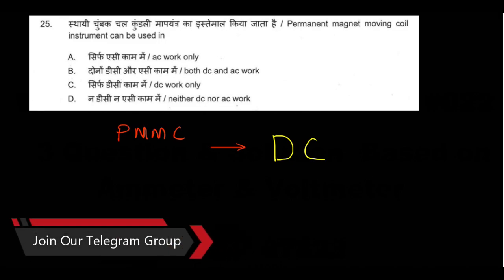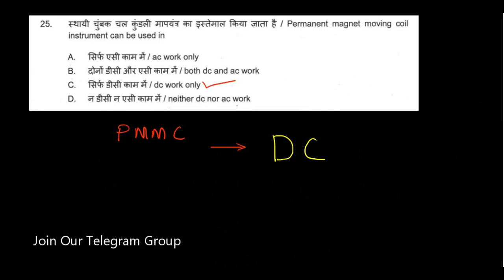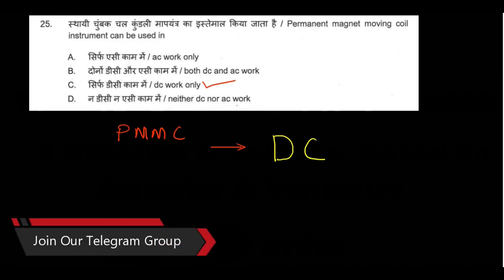So a permanent magnet moving coil instrument can be used only in DC work only. Option C is the right answer. PMMC instrument can be used only for DC application.